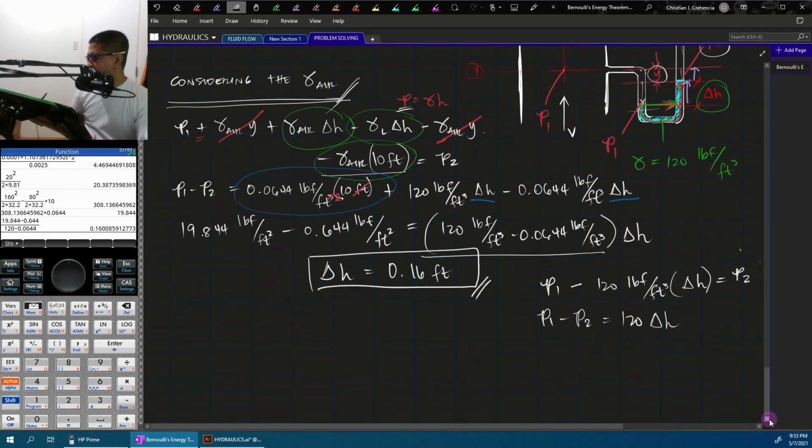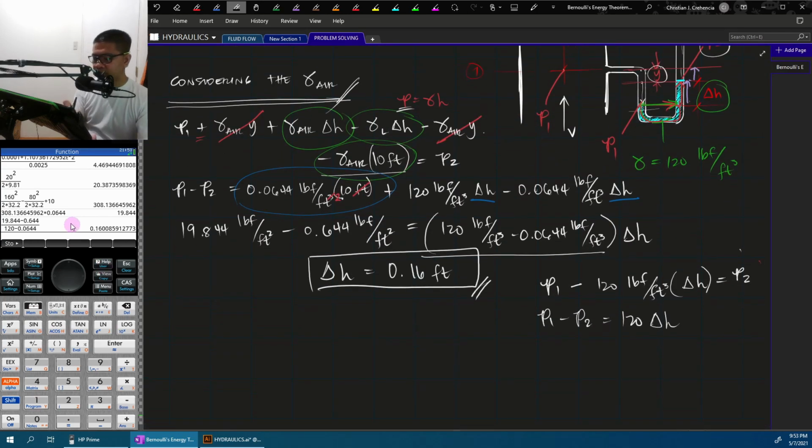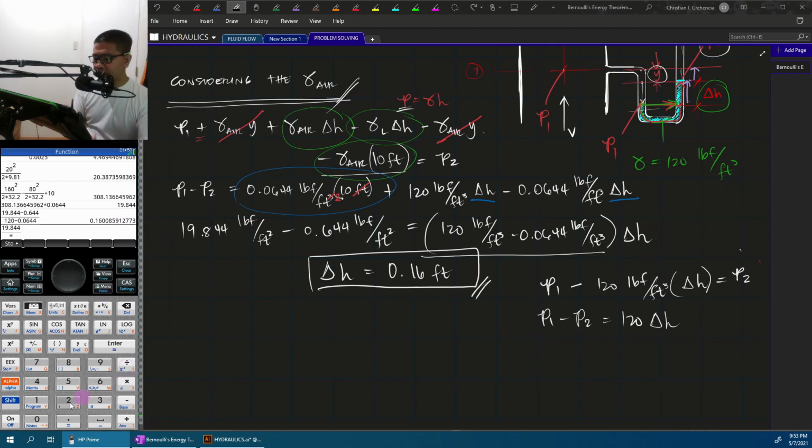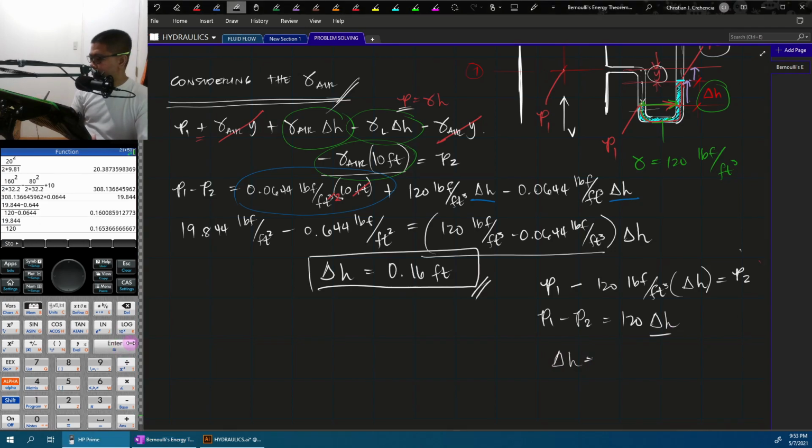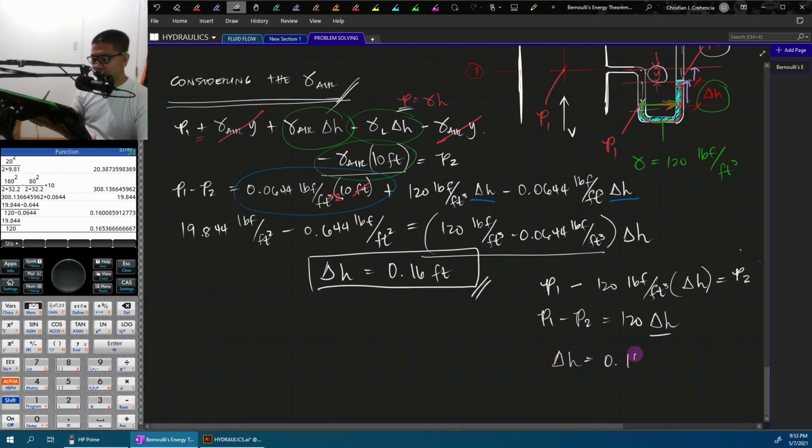And alam na natin yung value ng P1 and P2. Ito yun, 19.844. Then, divide natin ng 120 to solve for delta H. So, this is 0.165 foot. Okay? So, again, this is disregarding yung unit weight, yung change in pressure within the air.